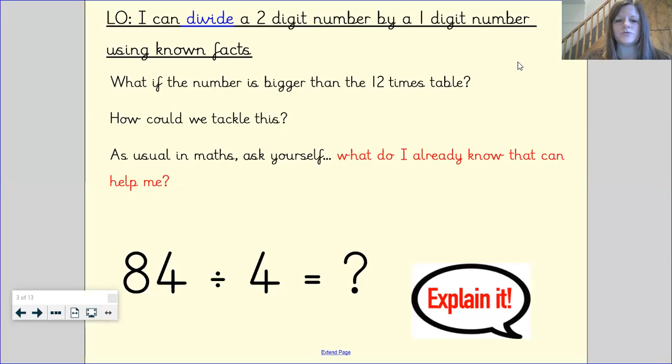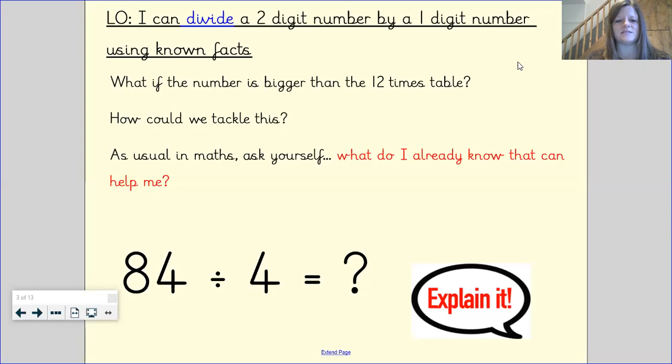So as usual in maths, ask yourself, what do I already know that can help me? So let's look at this 84 divided by 4 and just have a think, what do you know? How do you think that you could solve this? Could you partition it maybe? Partition it into the tens and ones? Maybe think what it's asking you to do. Could you do 80 divided by 4 and then 4 divided by 4? So how would you tackle 80 divided by 4? What would you do?